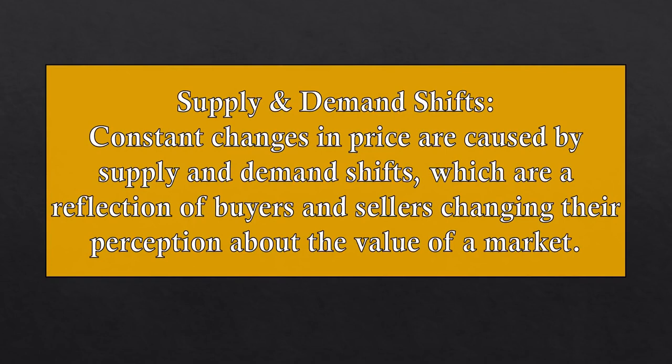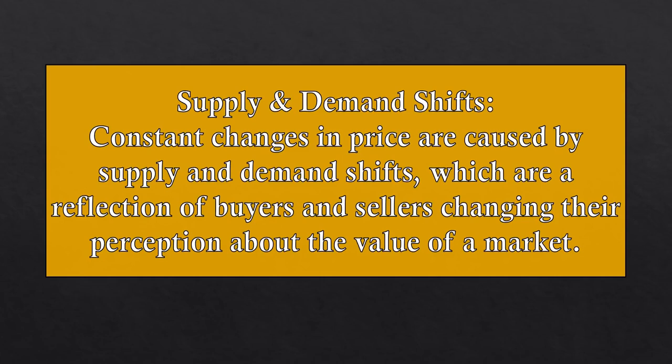The number of buyers and sellers and their willingness to buy or sell something is constantly changing. In the financial markets, buyers and sellers are always speculating about whether or not a market is undervalued or overvalued. There are literally hundreds of variables that affect that judgment. When buyers or sellers change their perception about a market, that perception shifts the supply and demand curves, so the market will seek a new equilibrium.